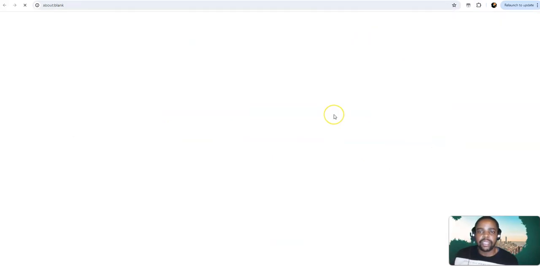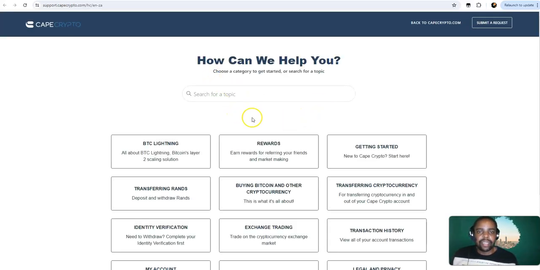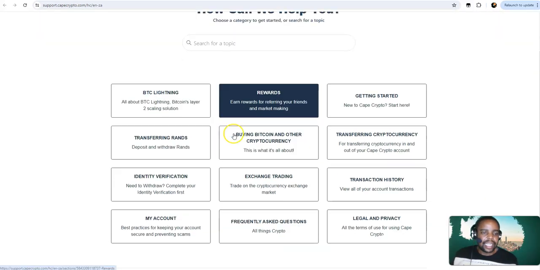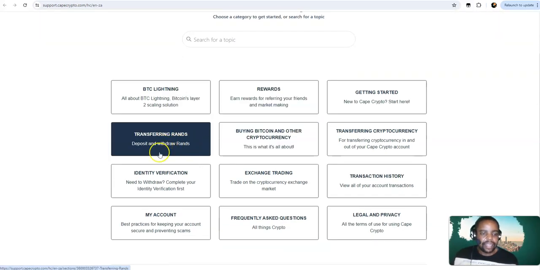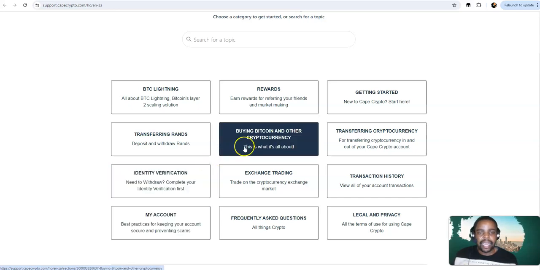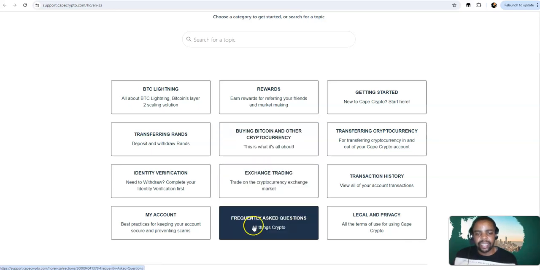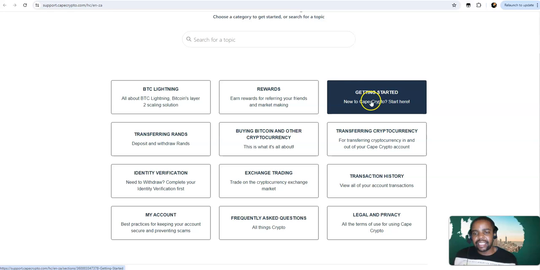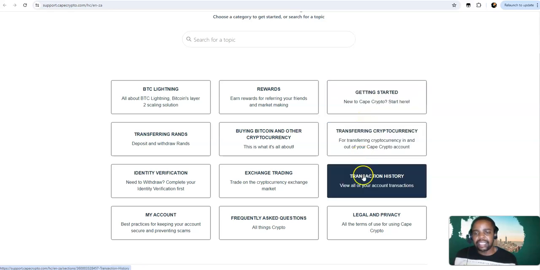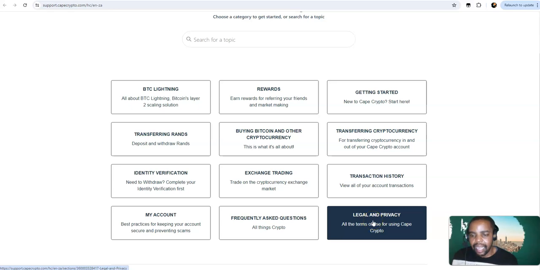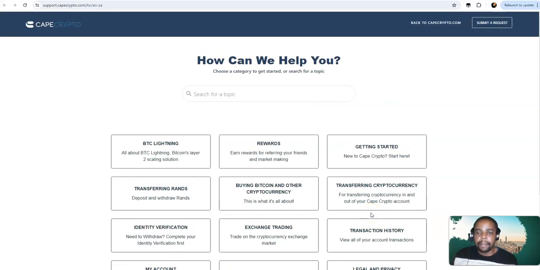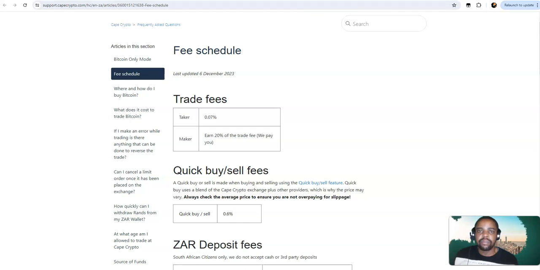And they have a support team who function in various ways. How can we help you? BTC Lightning, transferring rands, identity verification, my account, rewards, buying Bitcoin and other cryptocurrencies, exchange trading, frequently asked questions, getting started, transferring cryptocurrency, transaction history, legal and privacy assistance that you can get from this exchange. Quite good for someone who's still new in the crypto space.